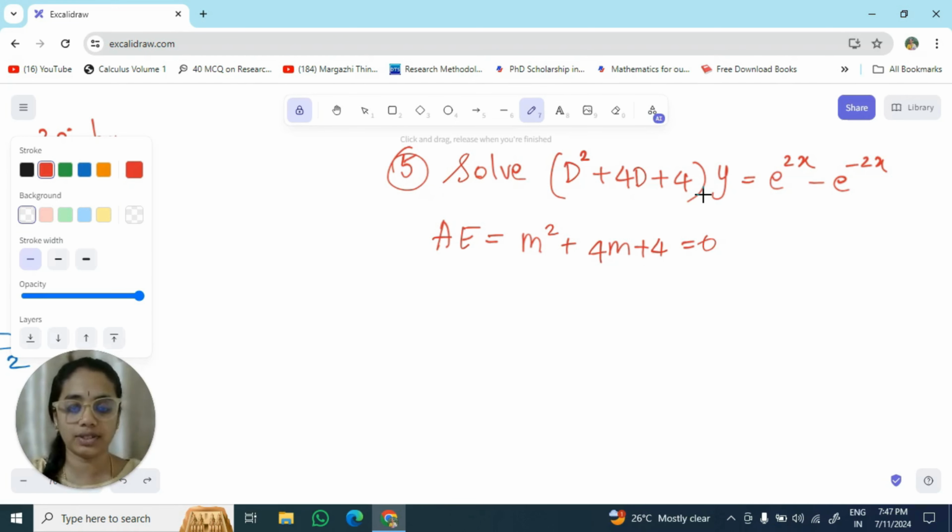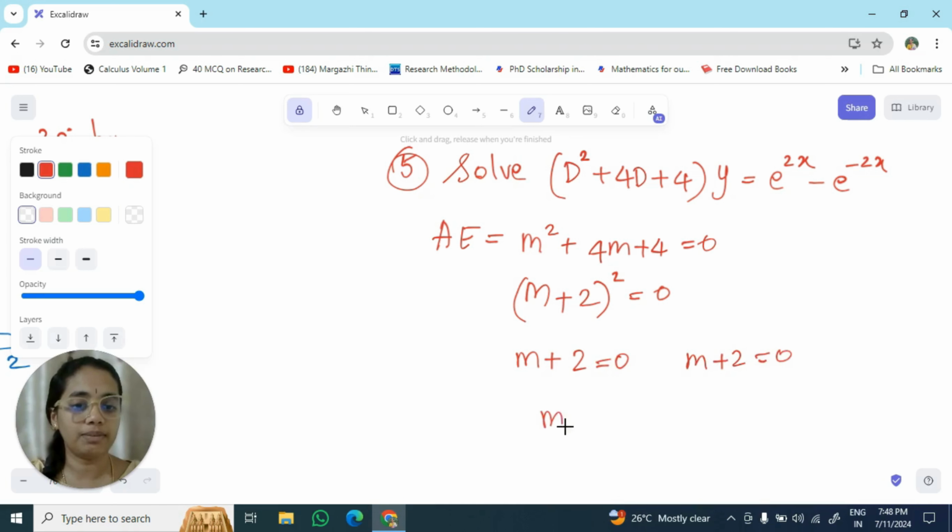These are the steps to find the auxiliary equation. It has to be homogeneous, and we cannot equate y as 0, right? Because that is what we are trying to find. Yes, so what are the roots of the given equation? Clearly this looks like a square plus 2ab plus b square, that is (m plus 2) the whole square is equal to 0. Equate each term, m plus 2 is equal to 0 and m plus 2 is equal to 0. We get m is equal to negative 2, negative 2.